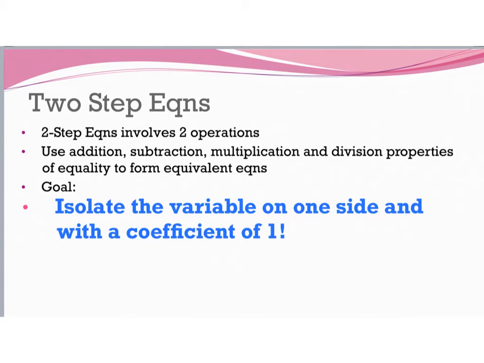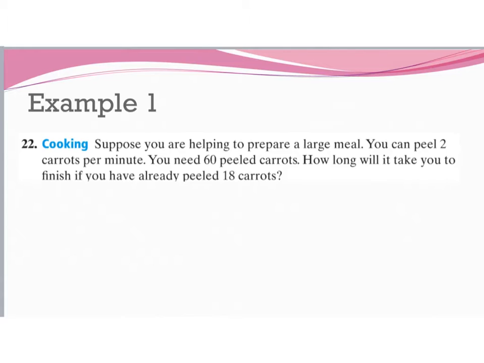Now just as a quick review, solving two-step equations is going to involve two operations. Typically we're going to use addition, subtraction, multiplication, and division properties of equality to form equivalent equations. So when we're solving these two-step equations, your goal is always going to be to isolate the variable, which means to get it by itself on one side, and it needs to have a coefficient of 1. If it doesn't have a coefficient of 1, that typically means that you have one more step to complete. So let's take a quick look and see what this looks like with example 1.